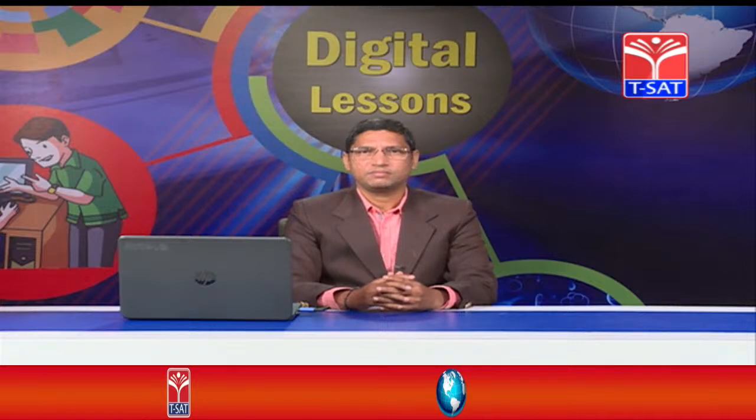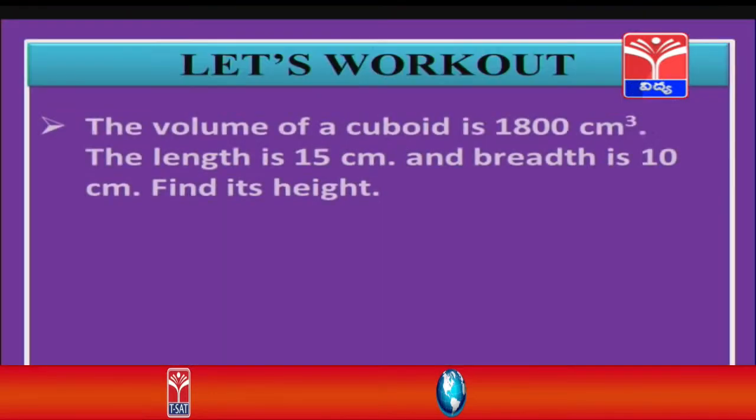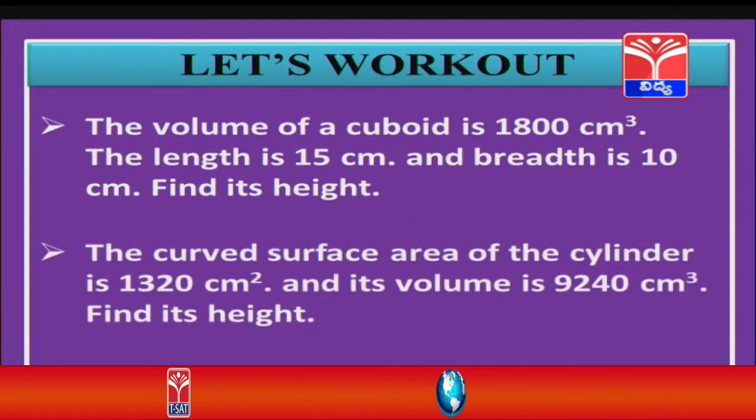So, children, before we end our session, I would like to give you some problems to work it in your home and show to your teacher. Let us see those problems. The volume of a cuboid is 1800 centimeter cube. The length is 15 centimeters and breadth is 10 centimeters. Find its height. The curved surface area of cylinder is 1320 centimeter square and its volume is 9240 centimeter cube. Find its height.